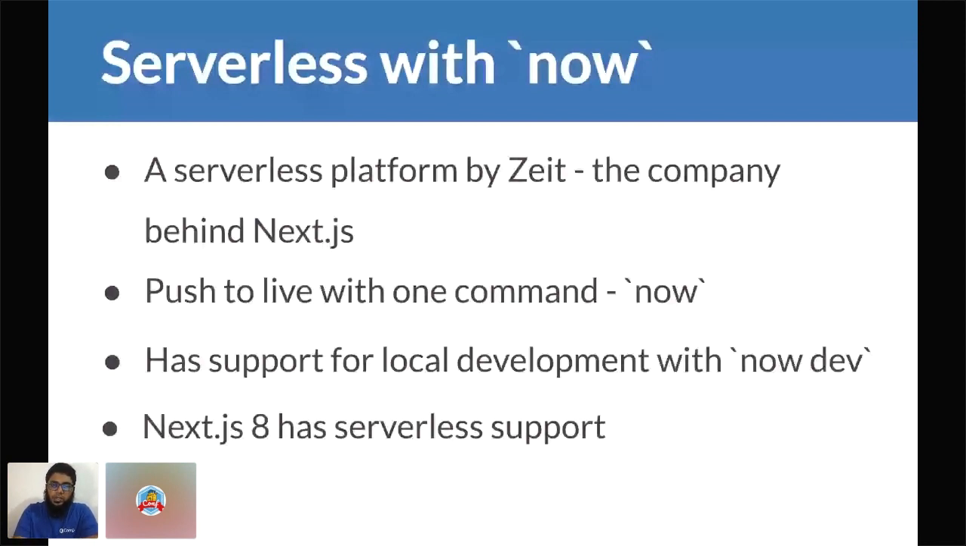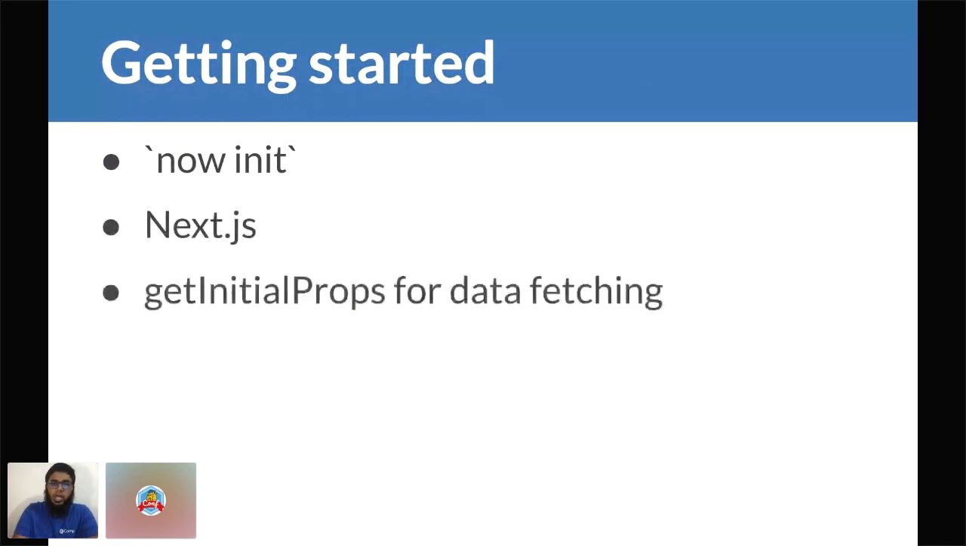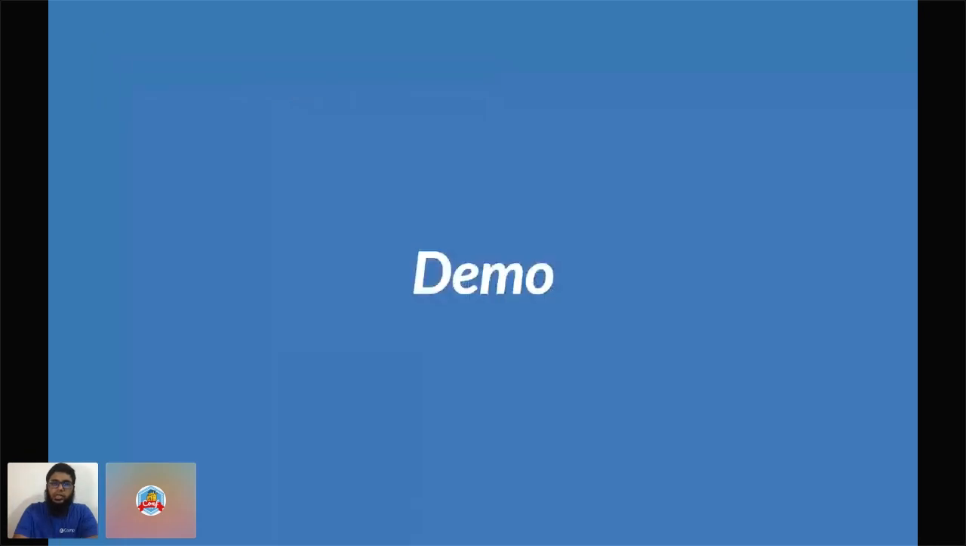If you use the serverless option, every page inside your pages directory becomes a serverless function, and it works like that. Okay, let's get started. We start with now init. It will create a serverless application. We select the Next.js option, and we use getInitialProps for data fetching, and we use next/link to link to the other pages. And let's look at the demo now.